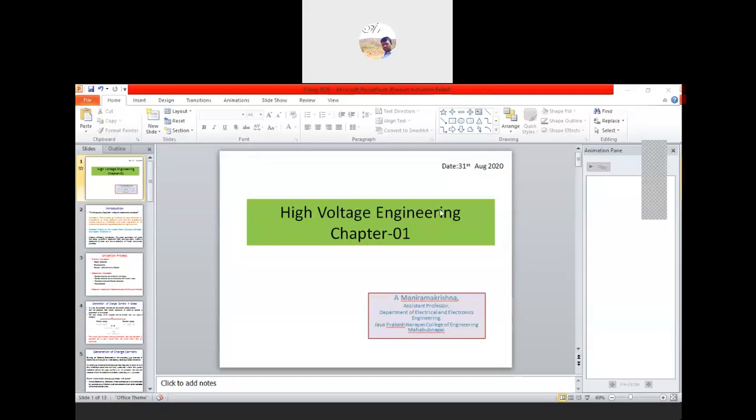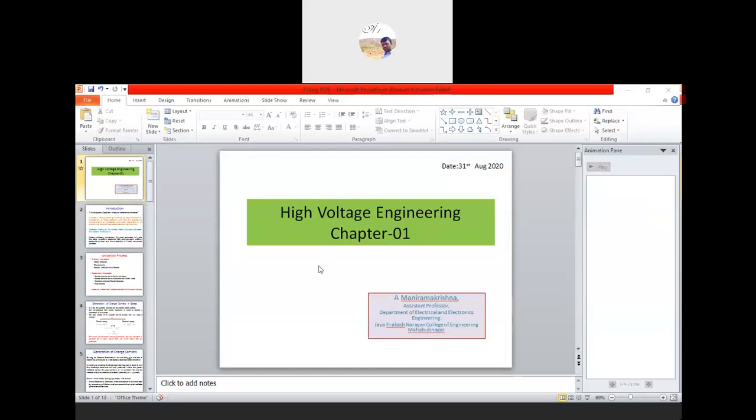Today's topic is high voltage engineering, class 3, chapter 1. In the previous sessions, we learned about dielectric materials and high voltage levels, which we discussed in the previous class. Now we are going to go to chapter 1. What topics do we have? Topic 1 is breakdown in gases. How breakdown takes place is what we are going to discuss right now.